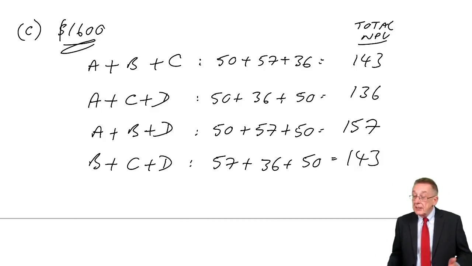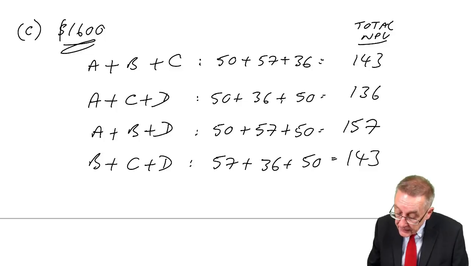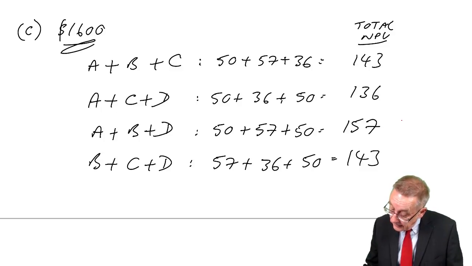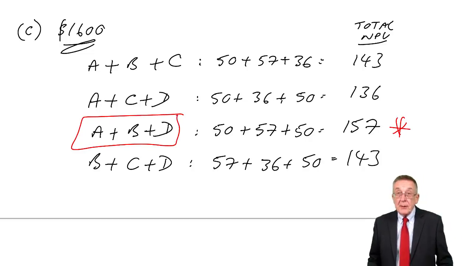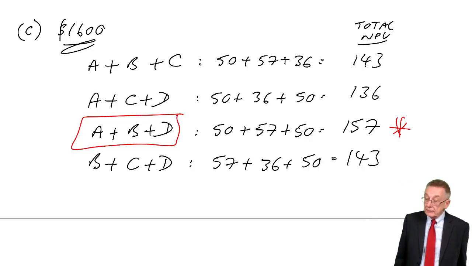And whichever's the highest is the best. So, in fact, the best would be 157, and that's how we should invest: A, B, and D.